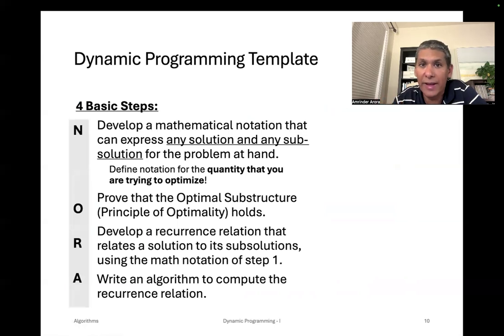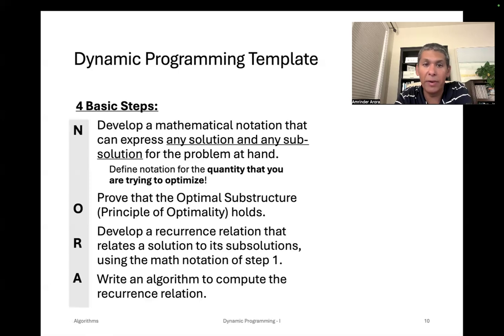And when we look at the dynamic programming technique, the template has really 4 steps, and we use a mnemonic to help us remember what those 4 things are. The very first step, and in fact, the most important step, the critical step, is that you come up with a mathematical notation. So we call it the notation step, mnemonic here being N, that the notation should be able to express any solution as well as any sub-solution for the problem at hand. Don't just think about the final solution, but also what you might have to create as an intermediate result.